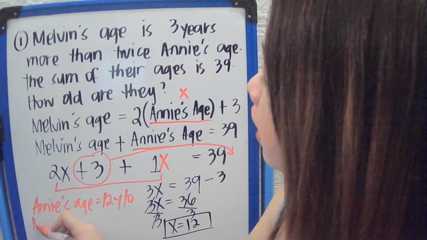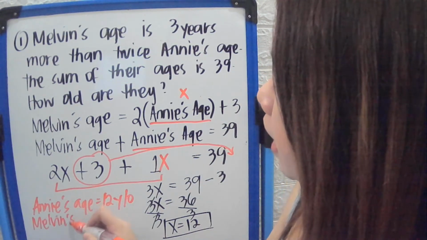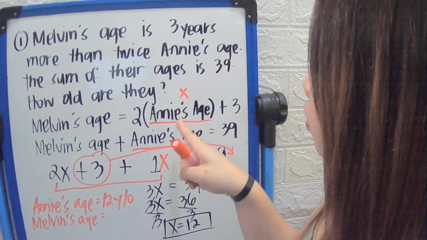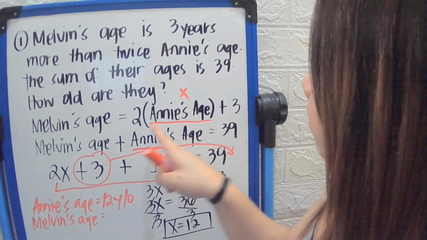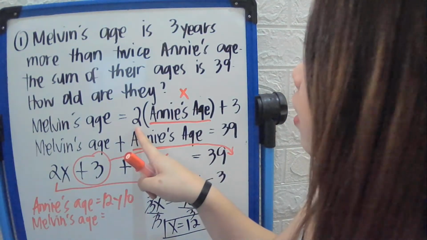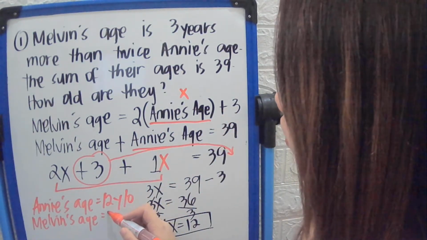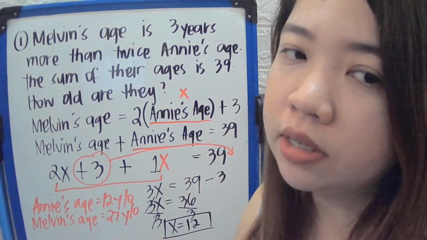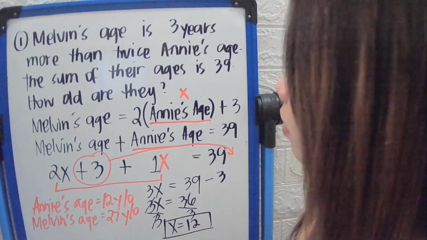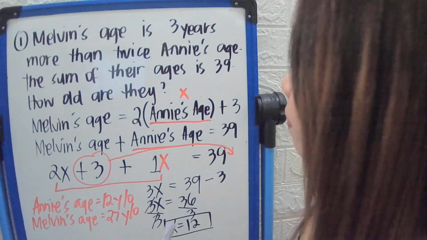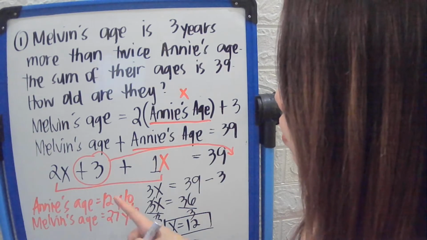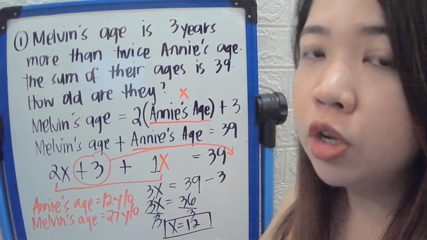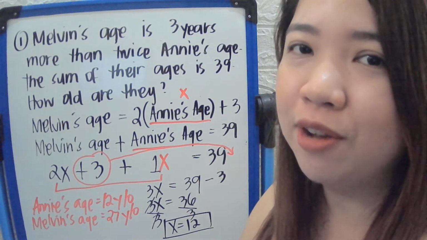So, for Melvin's age, paano malalaman yung age ni Melvin? So, base dito, 2x plus 3. So, yung age ni Annie, which is 12, multiplied by 2, that will be 24. 24 plus 3, that will be 27 years old. How will you know if this is correct? If you try to add the 2, the answer must be 39. So, 12 plus 27, so 2 plus 7, that will be 9. 1 plus 2, that will be 3. So, 39 yung sum ng ages nila. So, tama yung answer natin.